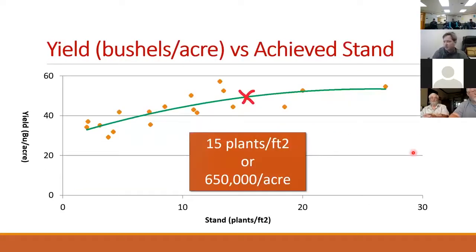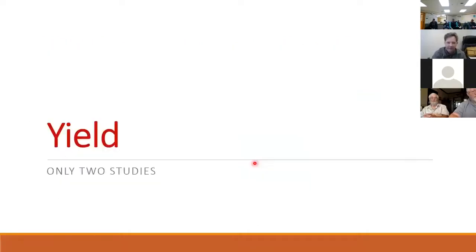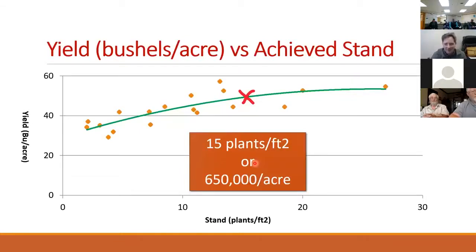So you guys know what your sweet spot is in target for stand. For me, in Bozeman, I start seeing yield potential going down when I get below 15 plants per square foot. That relates to a lot of other things too. So if you're planting early versus planting late, you may want to adjust your seeding rate. That's when I start looking. But I only plant an acre, and you guys plant a little bit more than that.